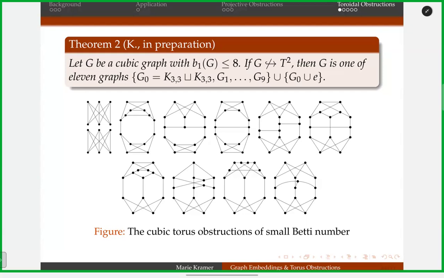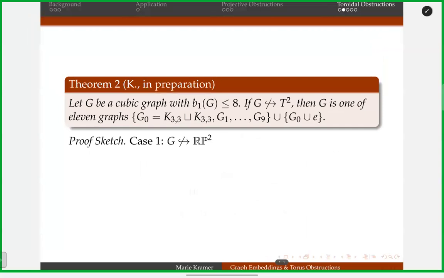Okay, let's take a look at why this is true. So we split up the proof into 2 cases, sorted by whether the graph G doesn't embed into RP2 or it embeds into RP2, which at least to me seems kind of arbitrary at first. Why are we caring about embedding it into RP2 if we're trying to embed it into the torus? But it just turns out that all of these 11 graphs, none of them embed into RP2. So that seemed like a good strategy. And then we just hoped that it would work out.